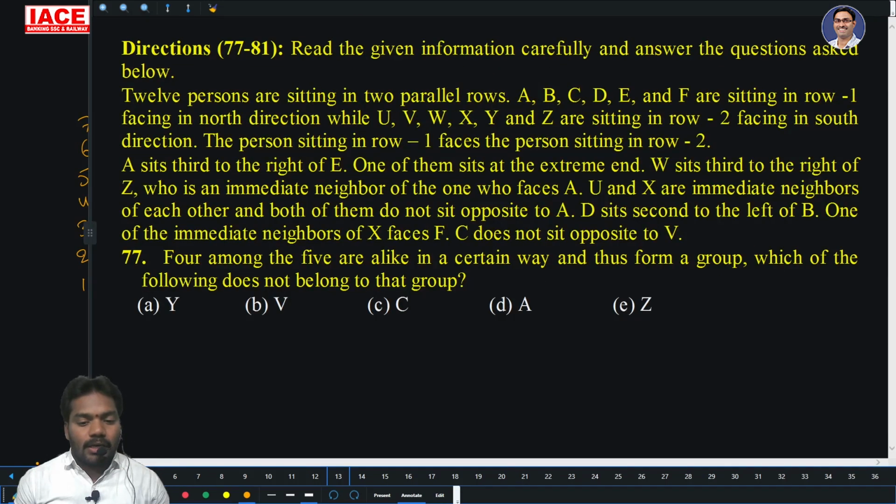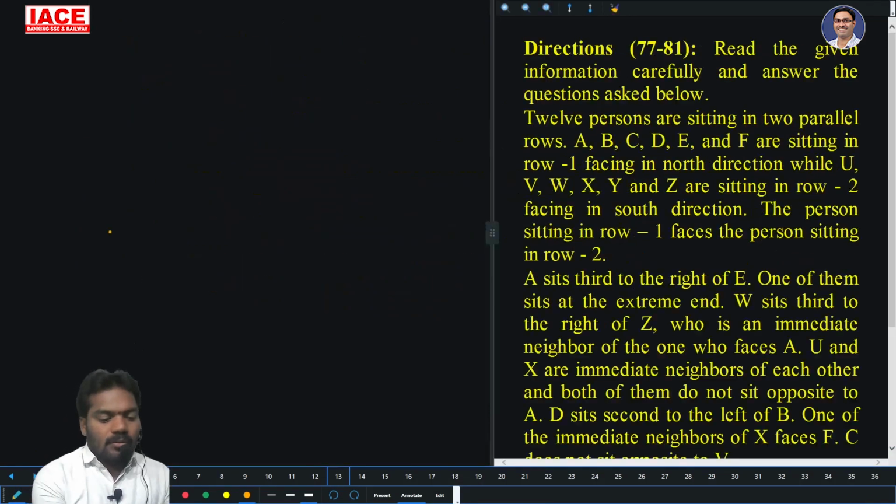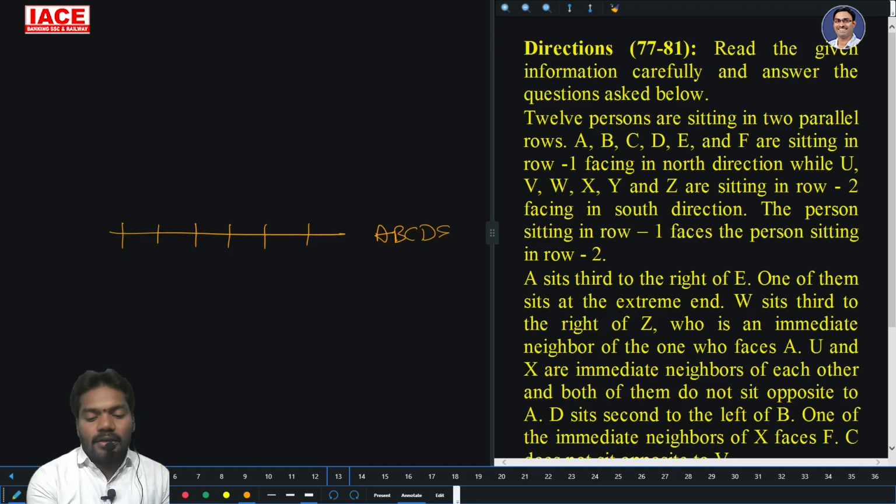12 people are sitting in two parallel rows. In row 1, A, B, C, D, E, F sit facing north direction, while U, V, W, X, Y, Z sit in row 2 facing south direction. Each person sitting in row 1 faces a person sitting in row 2. Row 1 faces north. Okay, 1, 2, 3, 4, 5, 6 persons: A, B, C, D, E, F. And 1, 2, 3, 4, 5, 6 persons: U, V, W, X, Y, Z.